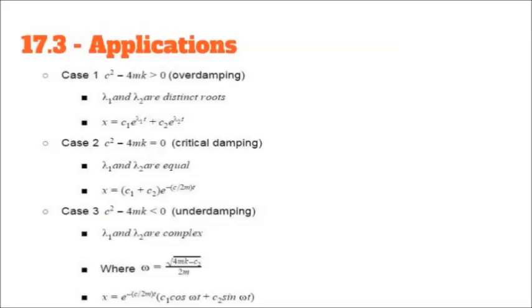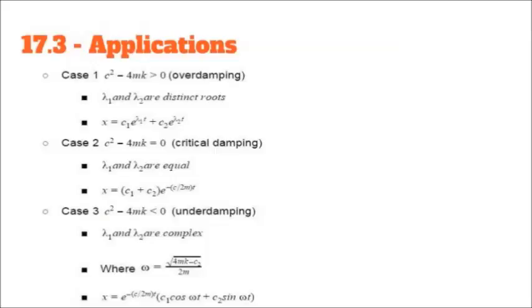Damping vibration has three cases. Case number 1, where c squared minus 4mk is greater than 0. This is also known as overdamping, where lambda 1 and lambda 2 are distinct roots. So we will get a solution of x equal to c1 e to the power of lambda 1 t plus c2 e to the power of lambda 2 t.